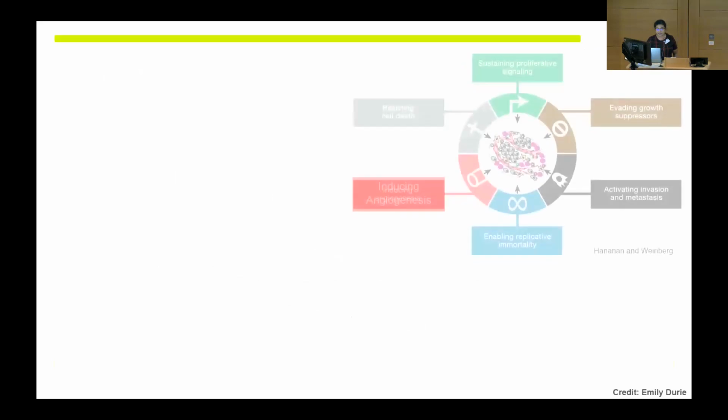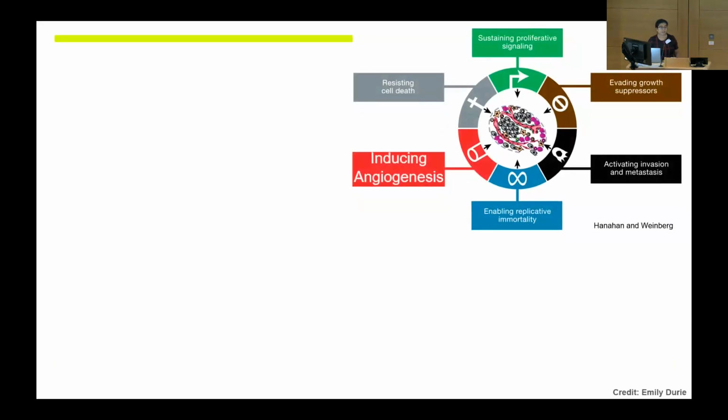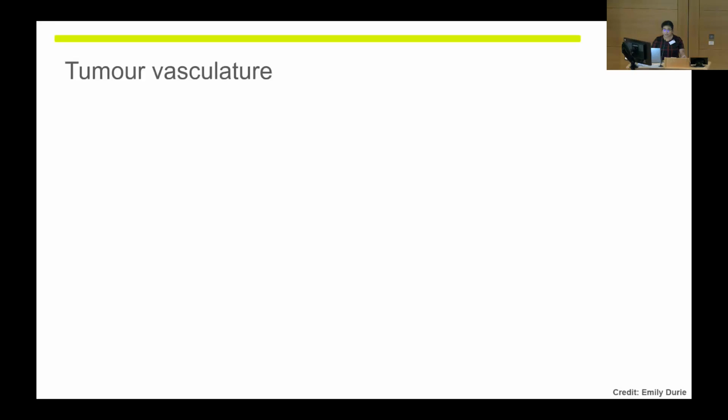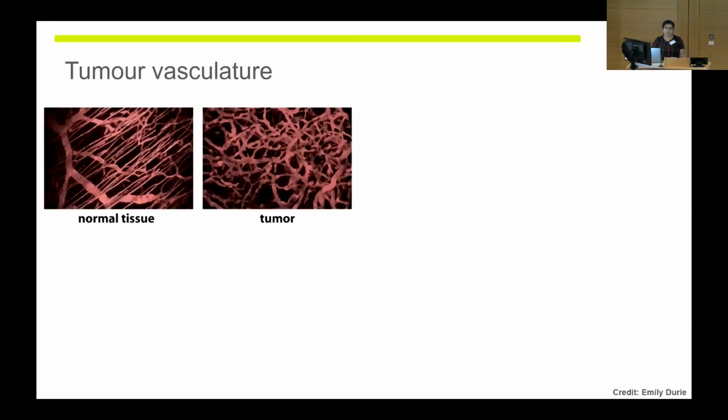So we know that one of the cancer hallmarks is inducing angiogenesis. Angiogenesis means the formation of new blood vessels so that the tumor can progress effectively. When you look at the vasculature, the normal vasculature is much more uniform and the morphology is much more uniform. But when it comes to the tumor, it is more chaotic and very disruptive.